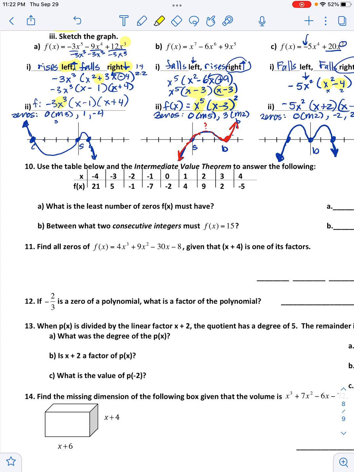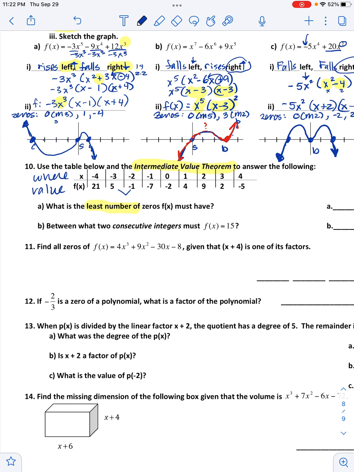Okay, if it says to use the intermediate value theorem, you want to think about what that means. It says, what is the least number of zeros that it has to have? Zeros occur where there's a sign change in the y value. This is telling me the value. This is telling me the location. So I'm cruising around at positive numbers, but right here it goes from positive to negative. So that's going to be 1 zero.